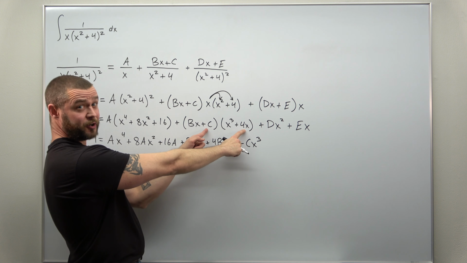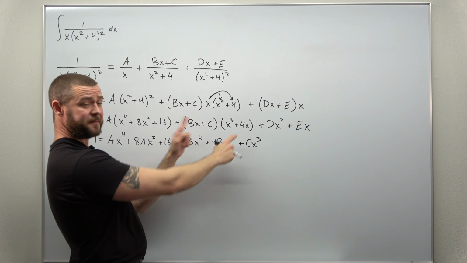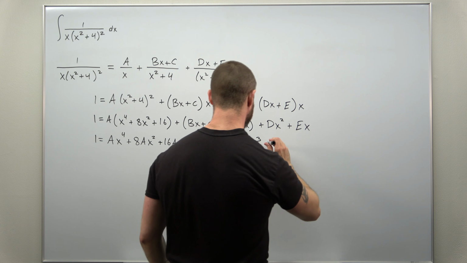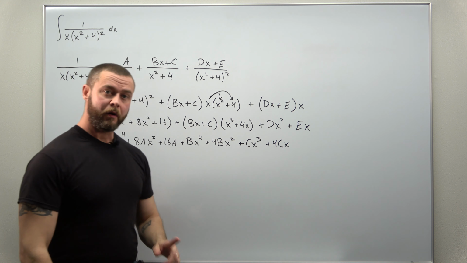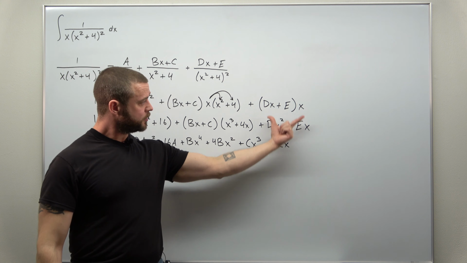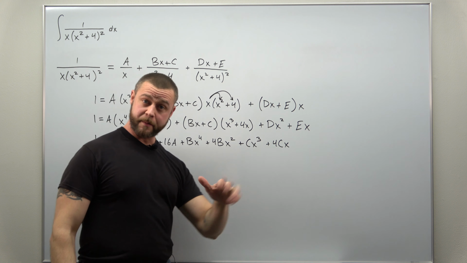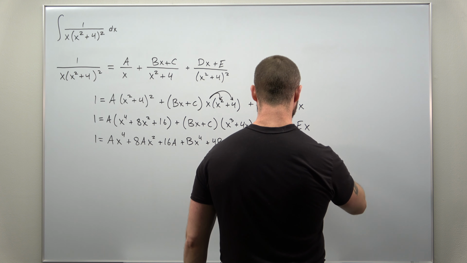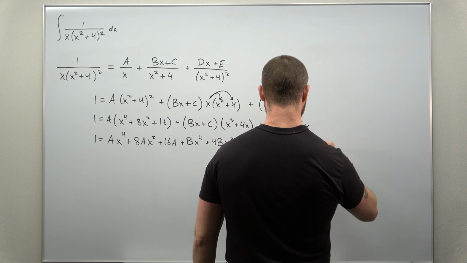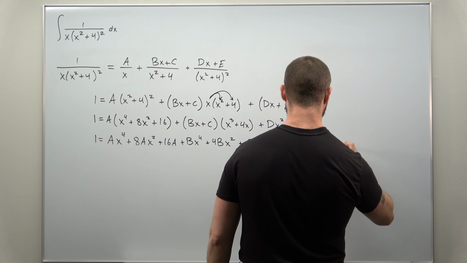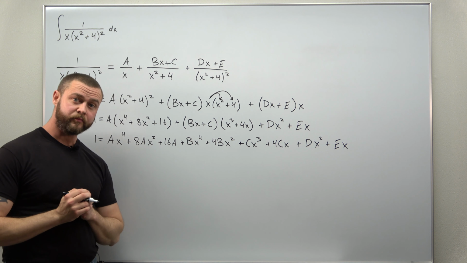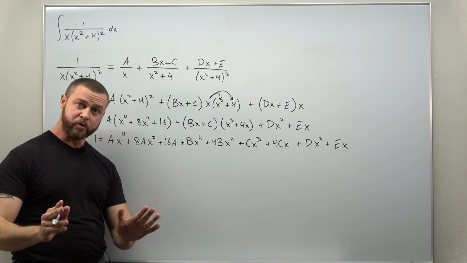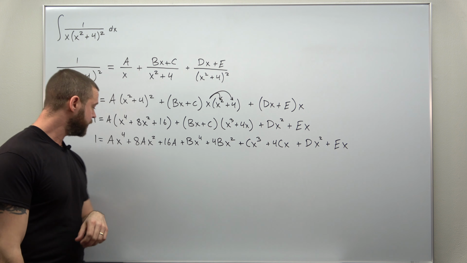And go to your last terms. That should give me 4c times x. All right, and we have these terms, which we're just bringing down. We already multiplied them out. So plus dx squared plus ex. All right, hopefully not too bad, especially if you take your time.